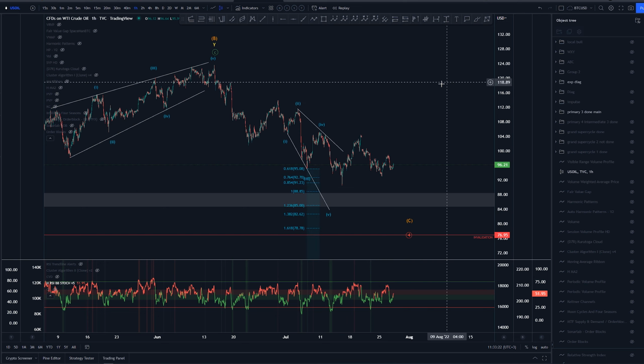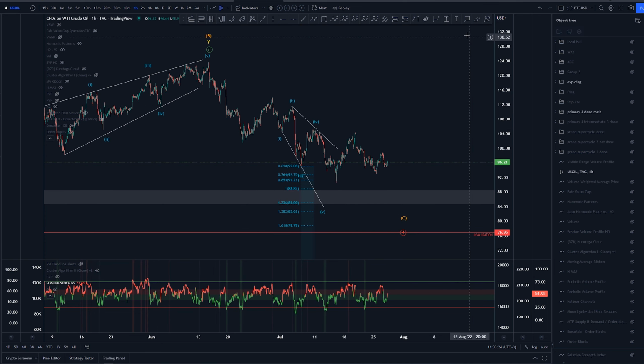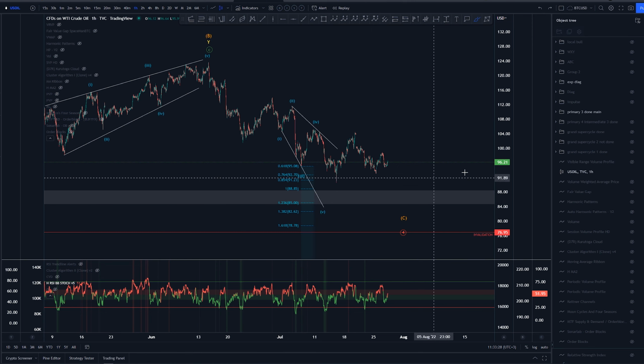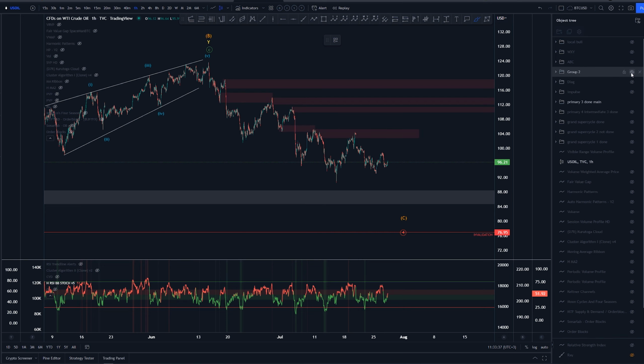Then we had previously this expanding diagonal that did not play out. Again, we had to go to the 1-to-1 extension here. It did not happen, so this is invalidated. It does not have the right look if we want to be extending this. So I'm just going to delete that.